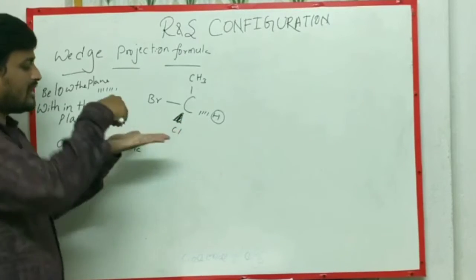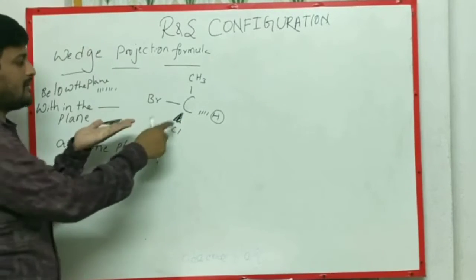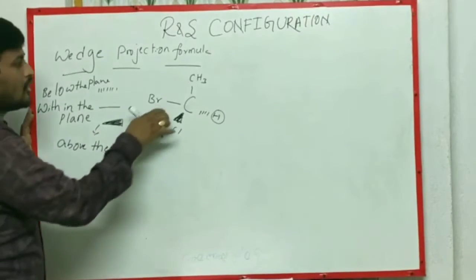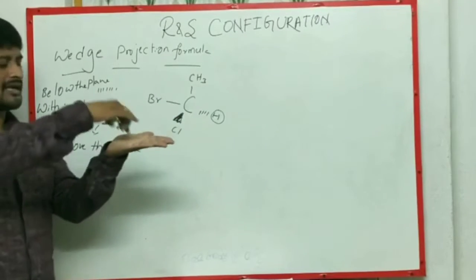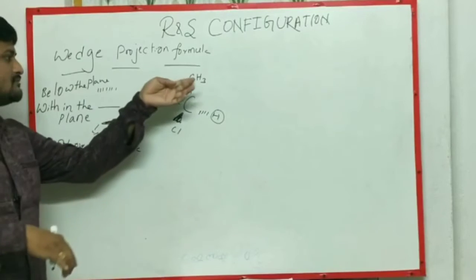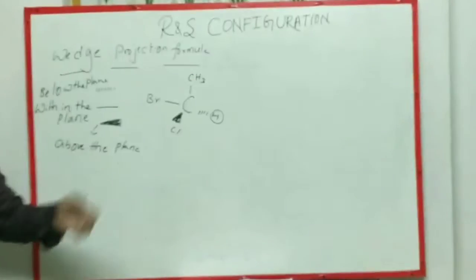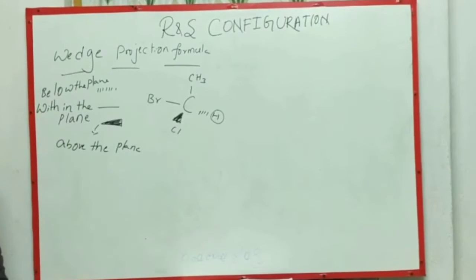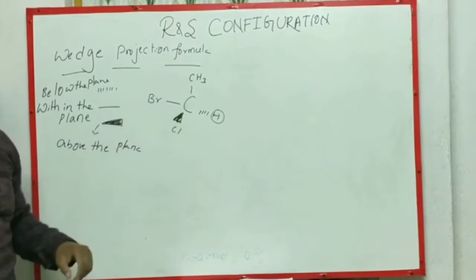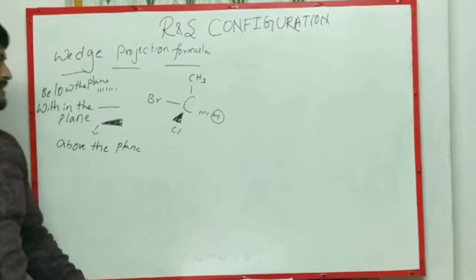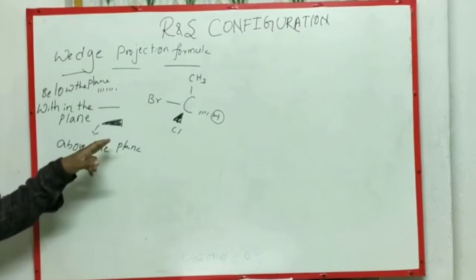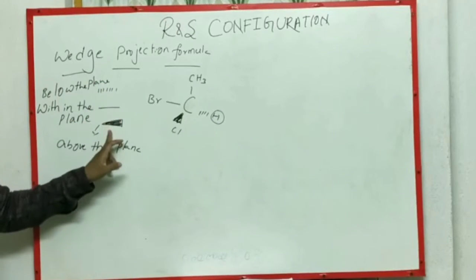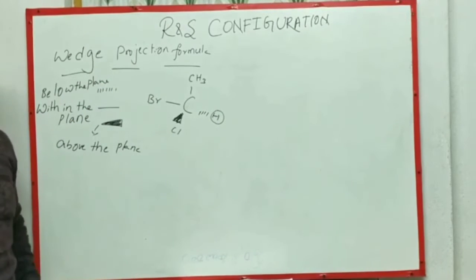Chlorine exists above the plane because of the thick solid representation. Normal lines are within the plane: the carbon, methyl, and bromine. The methyl and bromine are present in the same plane along with the carbon. This is the wedge projection formula. In a wedge projection formula, the 4 valences of the chiral carbon atom can be represented with 3 types of bonds: above the plane, within the plane, and below the plane. This is the chiral carbon atom.